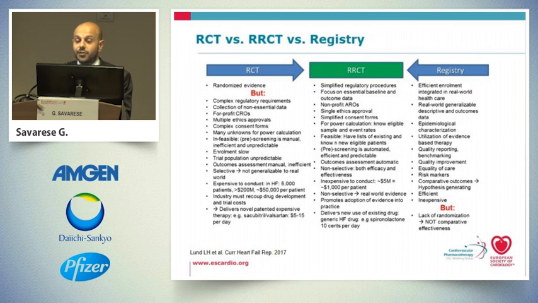If we consider registry-based randomized clinical trials, they summarize the positive aspects of both. So they are cheaper. They need just a single ethical approval. The outcome assessment is automatic because we use the registry for that. It's easy to find patients to enroll because we use the registry for that. They are not selective, so we have real-world evidence because we use the registry for that. And so they can somehow summarize positive aspects of both registry and randomized clinical trial.